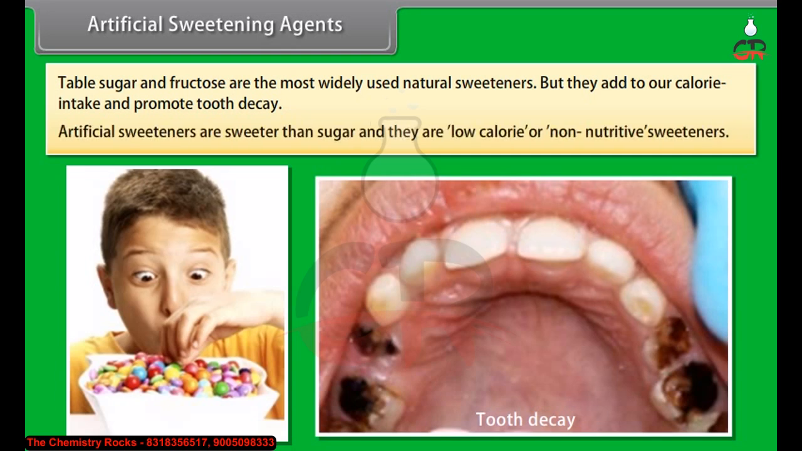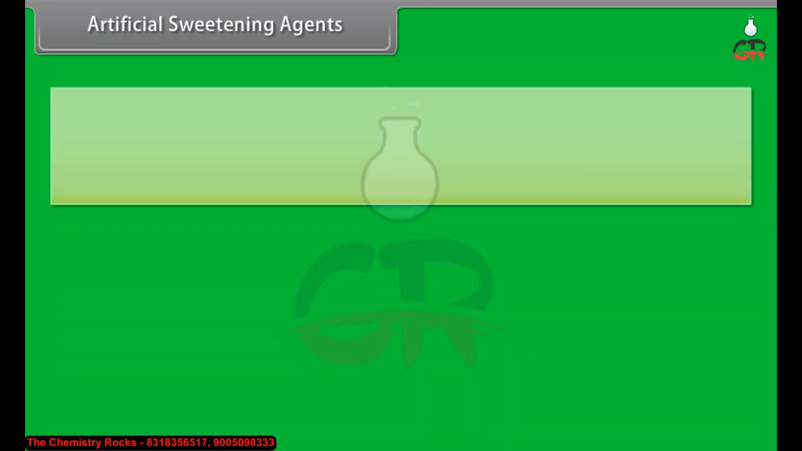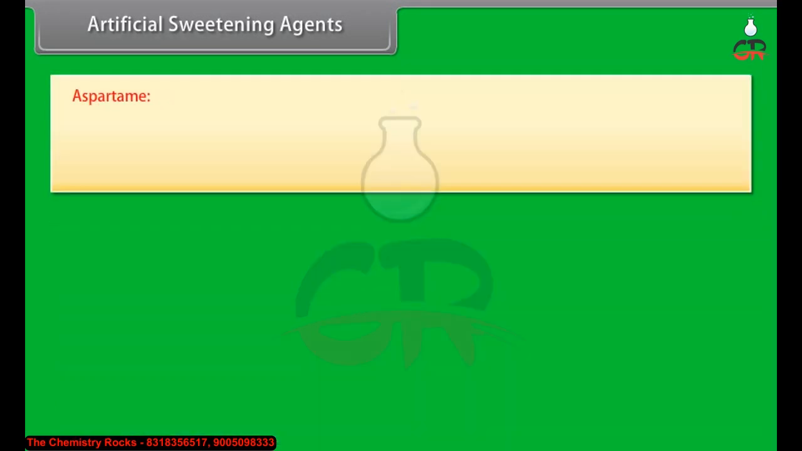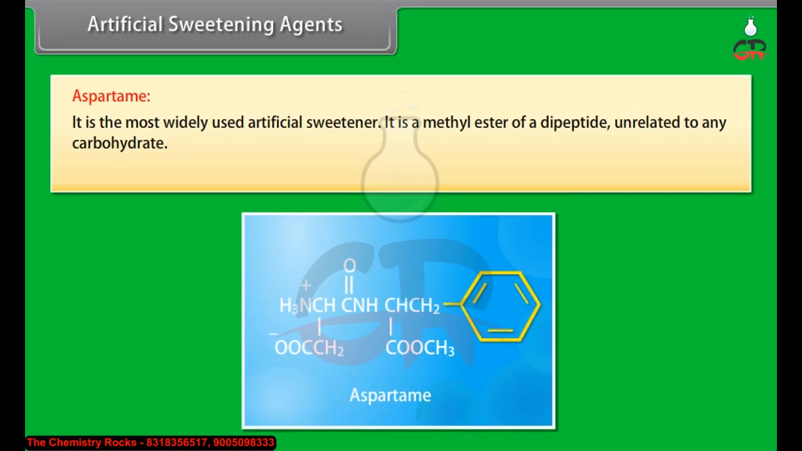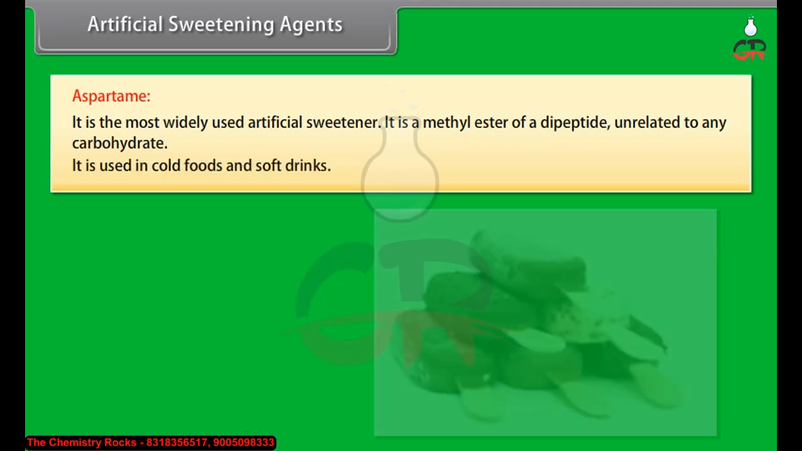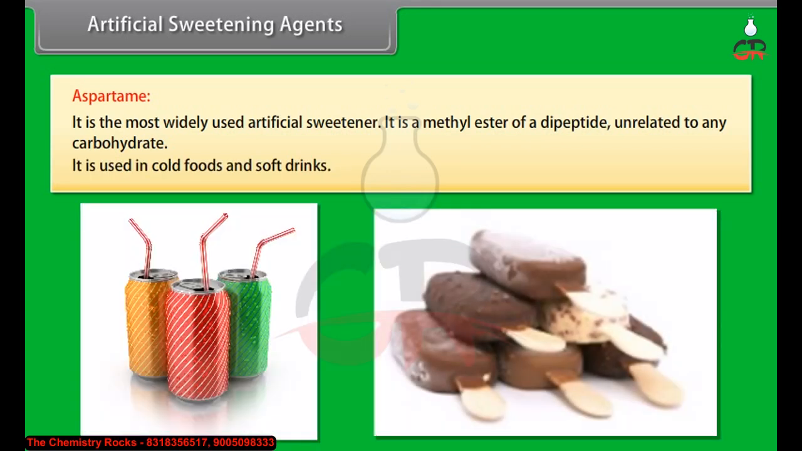Artificial sweeteners are sweeter than sugar and they are low-calorie or non-nutritive sweeteners. Aspartame. It is the most widely used artificial sweetener. It is a methyl ester of a dipeptide unrelated to any carbohydrate. It is used in cold foods and soft drinks.